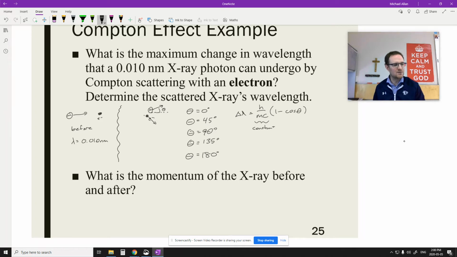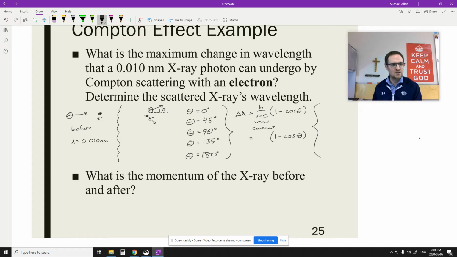What's the momentum of the X-ray afterwards? We'll have to do that. But right now, I just want to deal with this part, 1 minus cos theta, since this side here is constant. So I'm just going to deal with 1 minus cos theta, and I'm going to put in 0, 45, 90, 135, and 180, and see what happens.